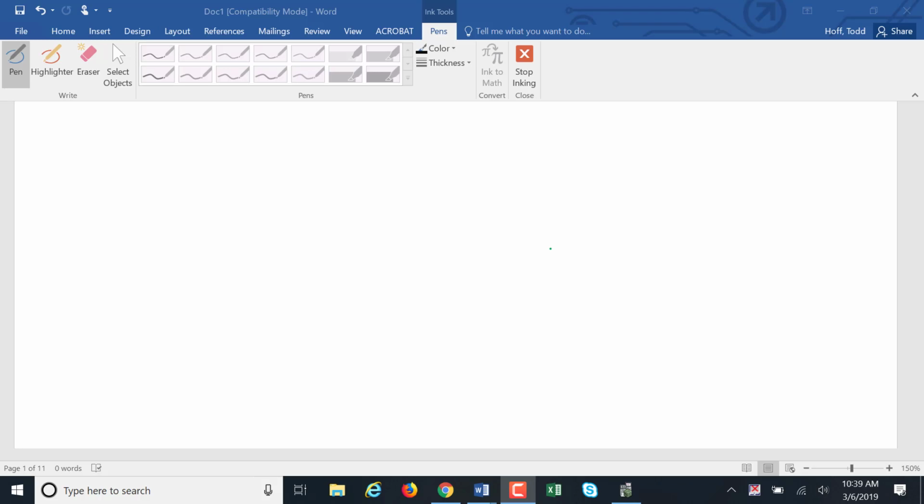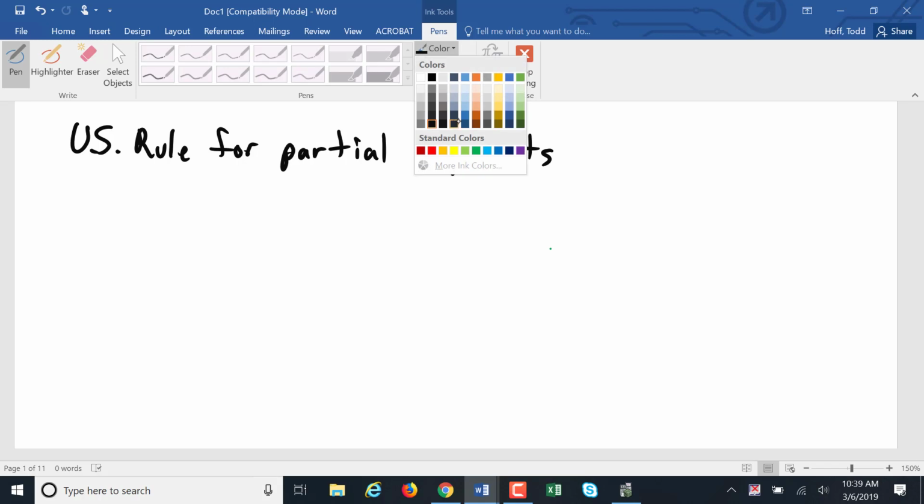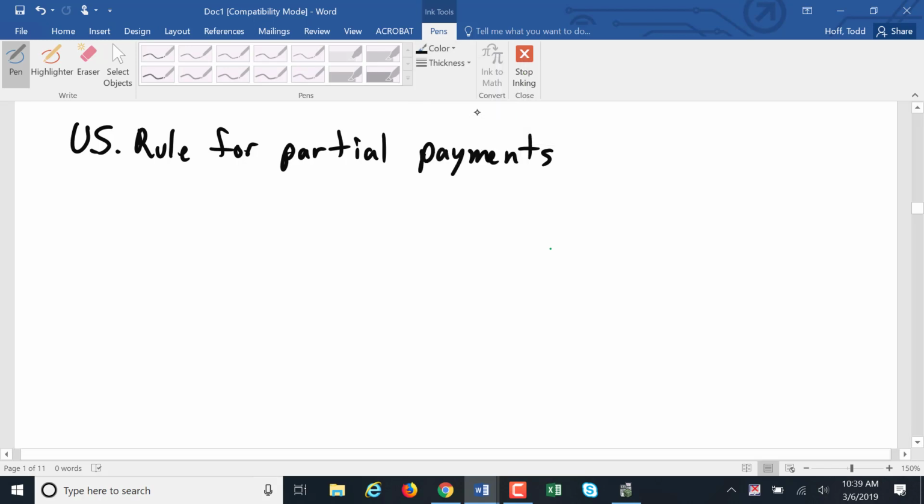So our next concept to cover involving simple interest is the U.S. rule for partial payments. What this is described as: if there is a note, a loan, and payments are made during the term of the loan, before the deadline. So let's look at an example here and go through how it is calculated.